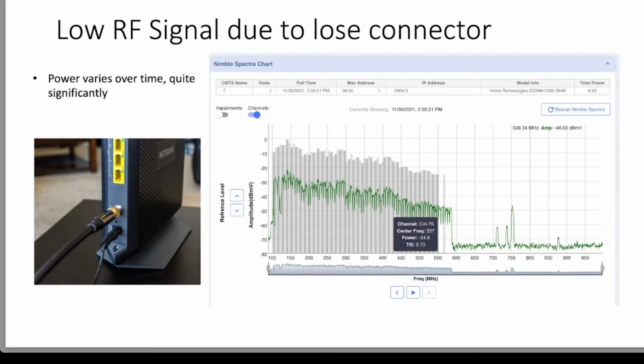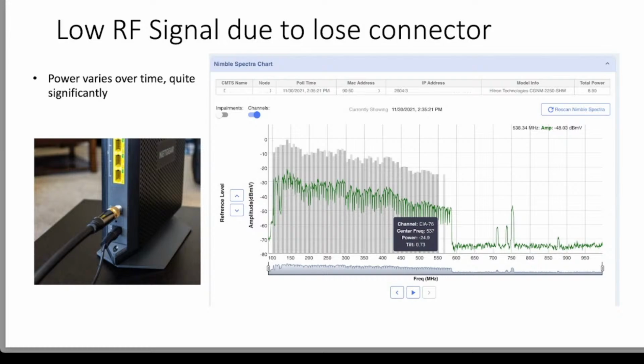Every little capture captures a different power level and looks like a standing wave, but it's not actually a standing wave. When you tighten up the connector on the back of the cable modem, that signal power goes right up to where it should be, between plus and minus 10 dBmV.